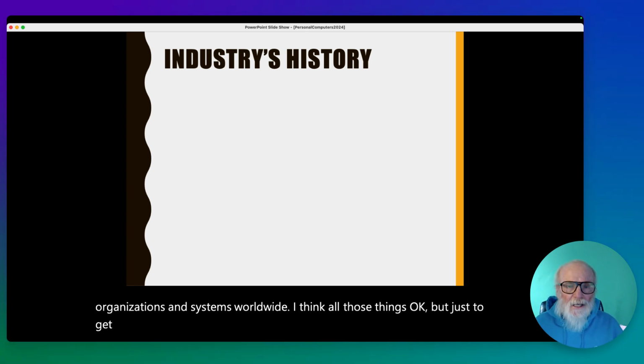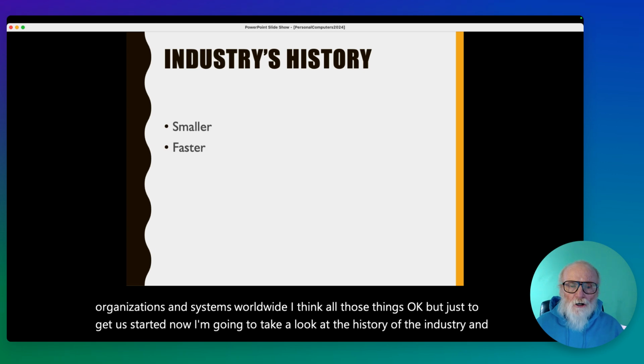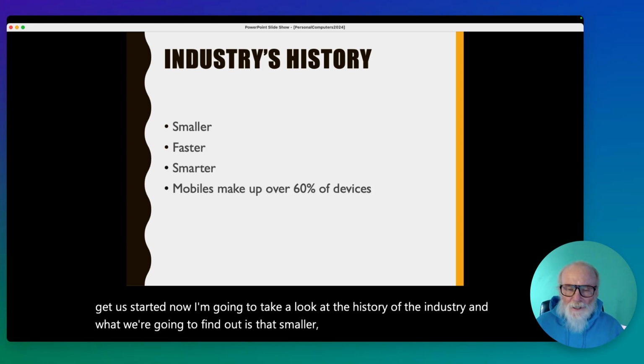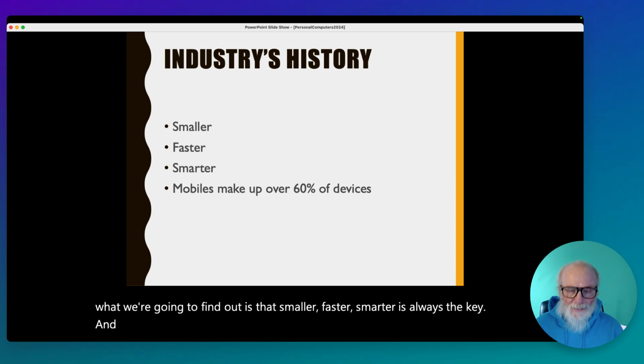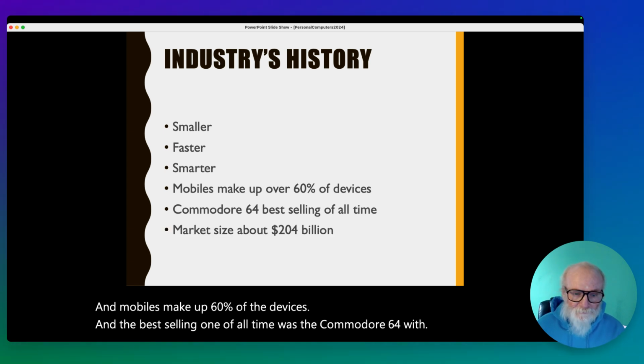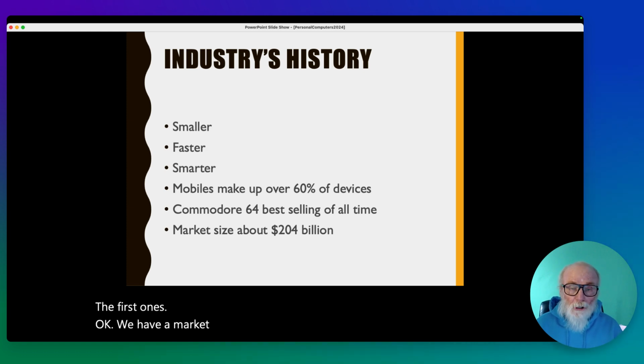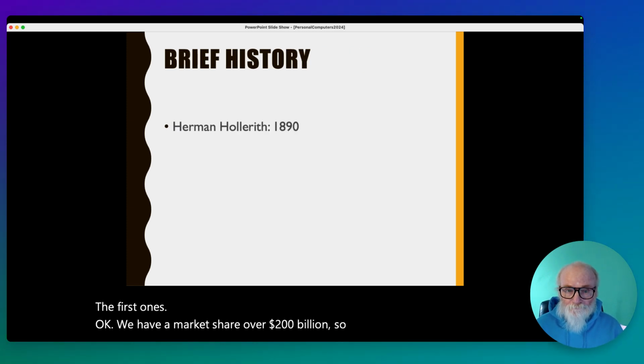Now, I'm going to take a look at the history of the industry. And what we're going to find out is that smaller, faster, smarter is always the key. Mobiles make up 60% of the devices. The best-selling one of all time was the Commodore 64, which was one of the first ones. We have a market share of over $200 billion, so the computer is pretty important.